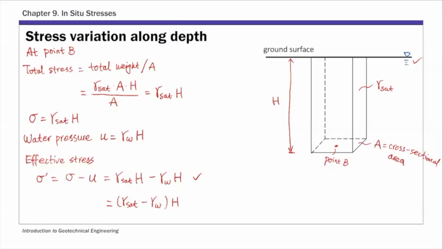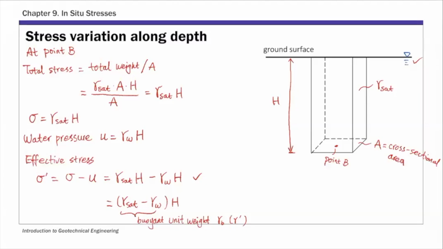These two terms within the parentheses are actually the definition of buoyant unit weight. We call this gamma sub B, subscript B, or sometimes people use gamma prime for buoyant unit weight. So this gives us another way to calculate sigma prime. If it's below the water table, you can use the buoyant unit weight times depth to calculate sigma prime. That's a special case, only for saturated soil. All right, so that's where we stopped last time.